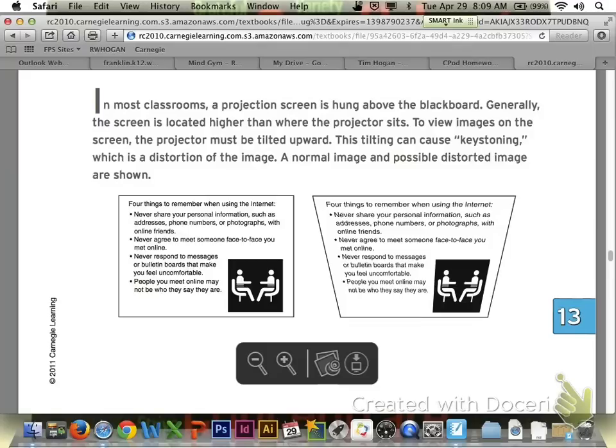If you take a look on page 863, we're actually going to look at the lesson introduction to get an understanding of how we are going to start today. It says, in most classrooms, a projection screen is hung above the blackboard. Generally, the screen is located higher than where the projector sits. To view images on the screen, the projector must be tilted upward. This tilting can cause keystoning, which is a distortion of the image. A normal image and possible distorted image are shown. So you can see those two examples down at the bottom of the page. We're going to use those heading into 13.4 today and looking at the keystone effect.